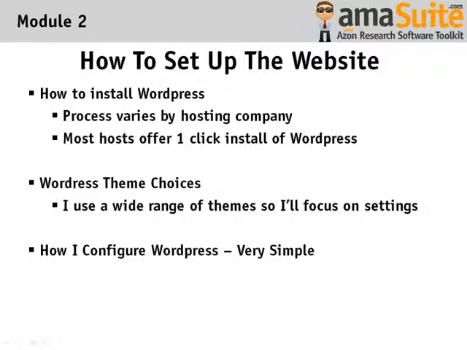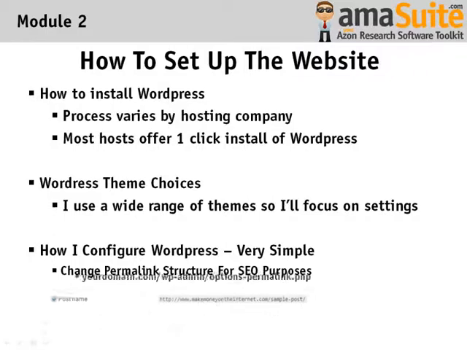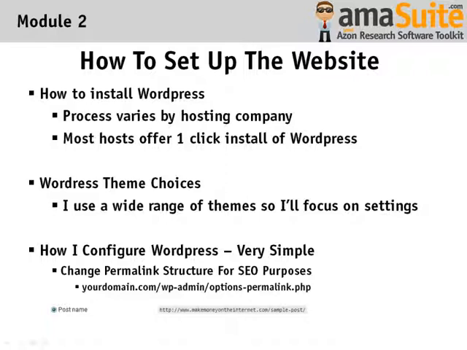And really this is pretty dang simple. I use just a few different things. All I really do is I change the permalink structure, and this is done for SEO purposes. And basically you can go to whatever your domain is, .com, or if it's a .net, .net, then /wp-admin, and then another /options-permalink.php. This is just basically in your options area.